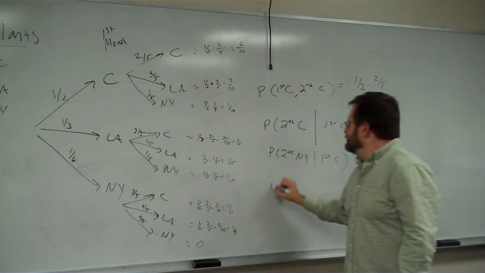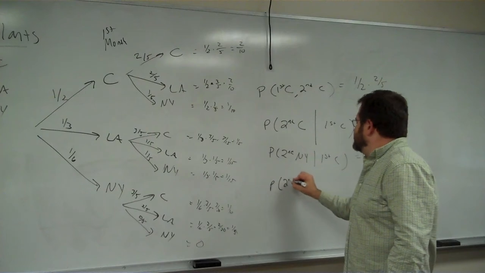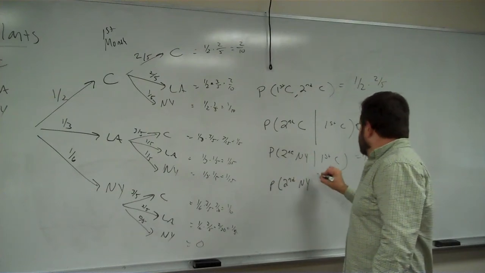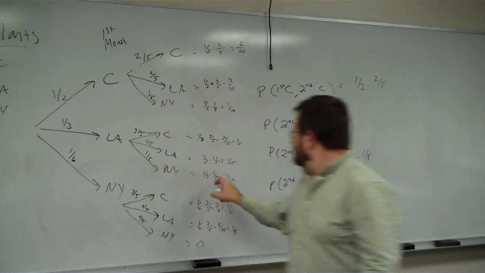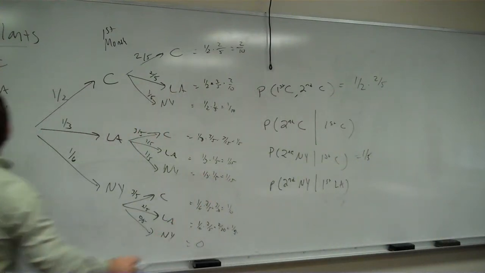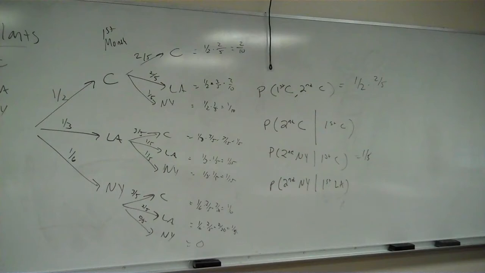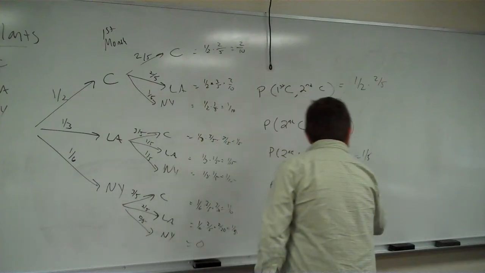Notice that that's different than the probability that the second city would be New York, given that the first city was LA. Well, maybe. Wait, that was also 1/5, because we also crossed off one LA here. We still had 5 cities and only one of them was New York. So therefore that probability still worked out to 1/5.